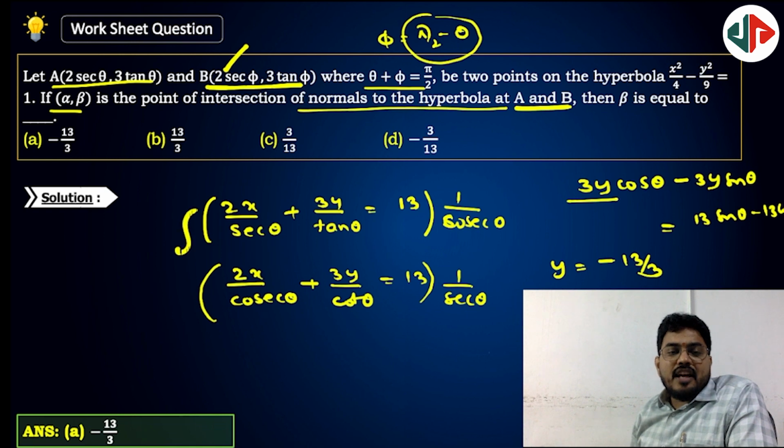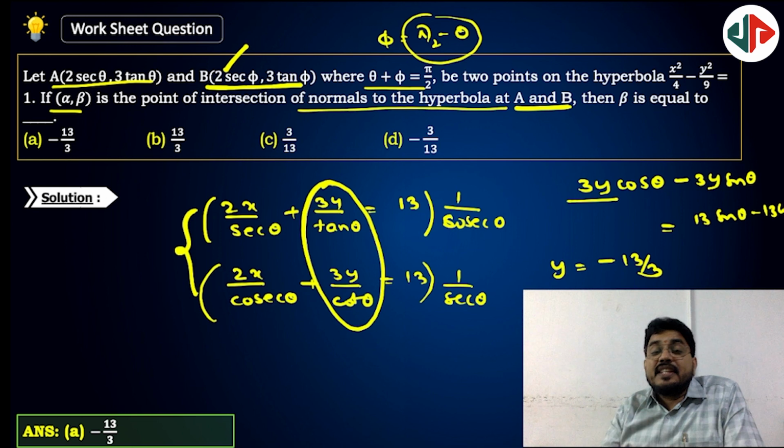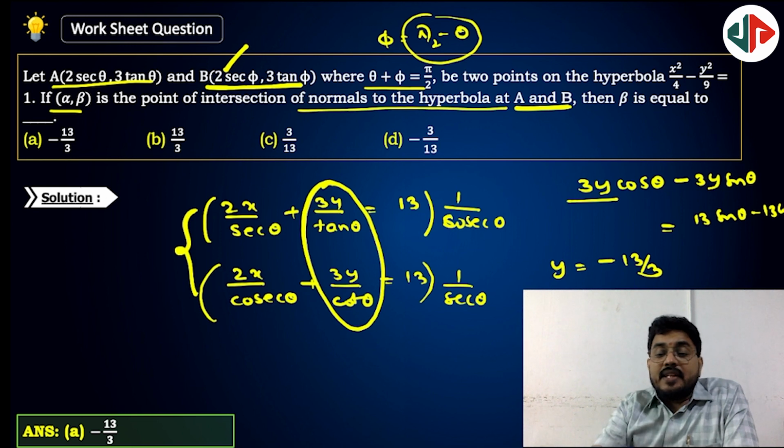So write the normal equation. I want only the y value. So simplify in such a manner that x gets cancelled.